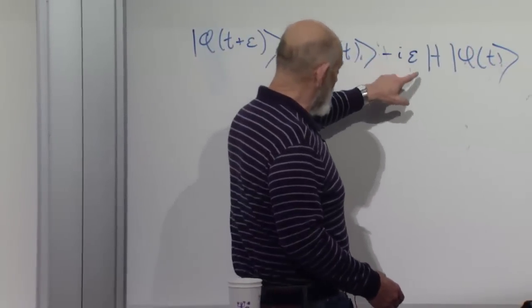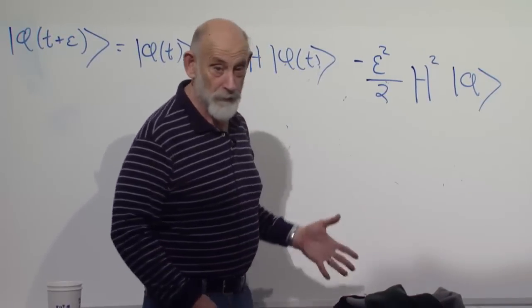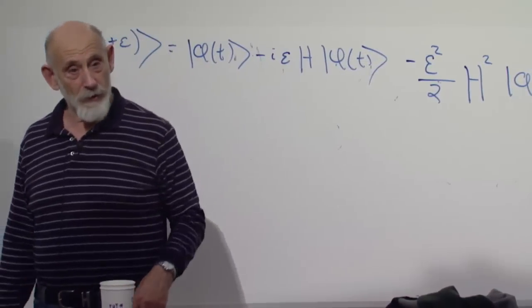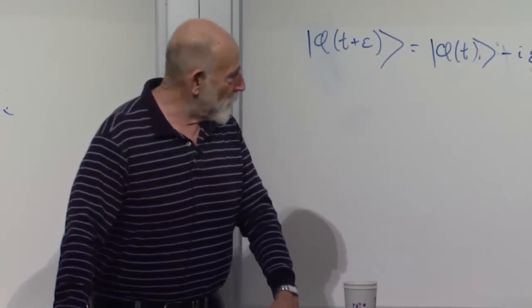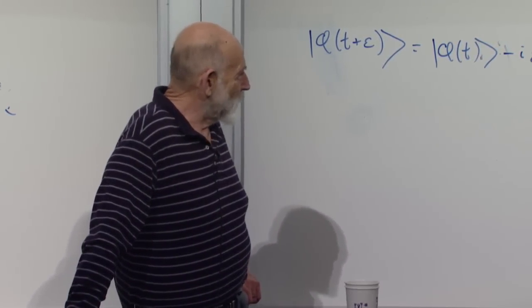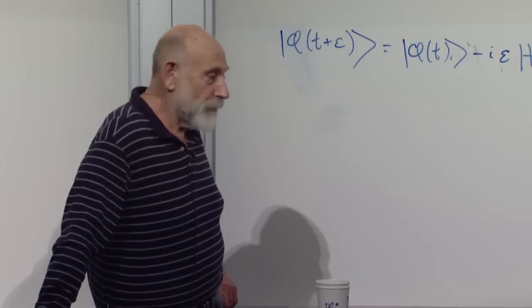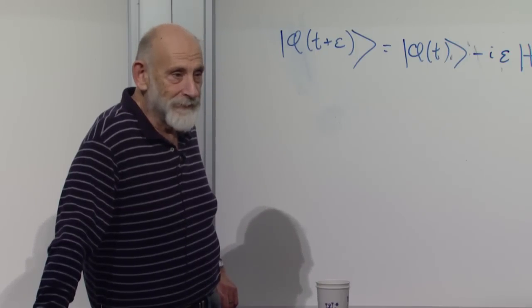1 minus i epsilon H minus epsilon squared H squared over 2. This 2 is the 2 of the exponential expansion. What's the next term? I guess it's plus i epsilon cubed H cubed over 3 factorial. Right.